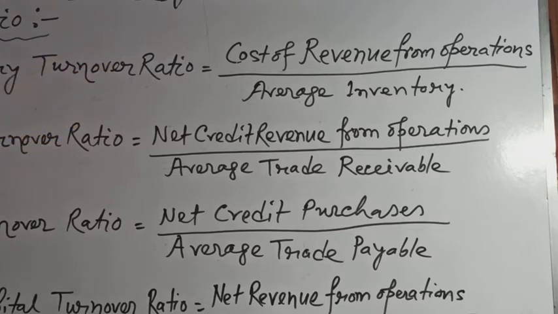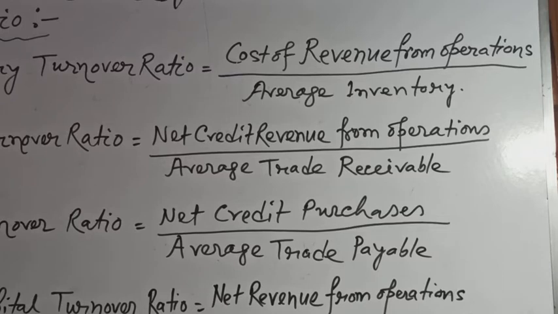But in the opposite case, a low inventory turnover ratio indicates that inventory does not sell quickly and remains lying in the godown for quite a long time. The result is increased storage cost, and it also hampers their capital.